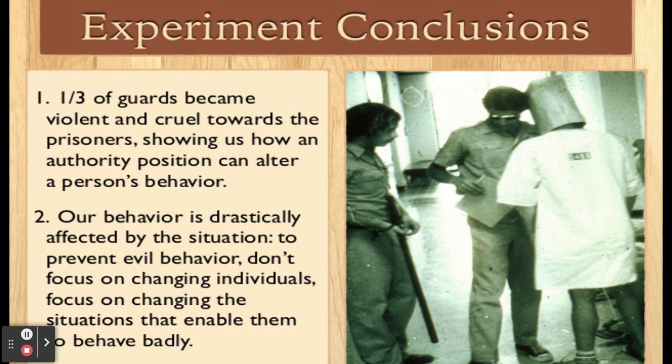And, you know, the instincts, primal instincts kick in and you change into more of the animal human, the mammal human, I guess you could say. So our behavior is drastically affected by the situation.